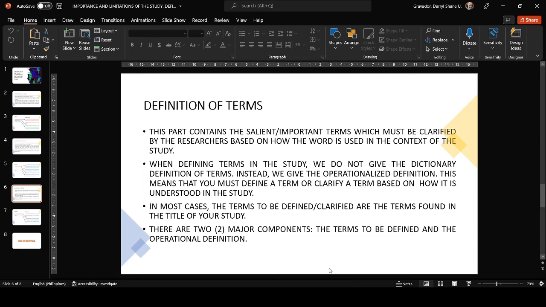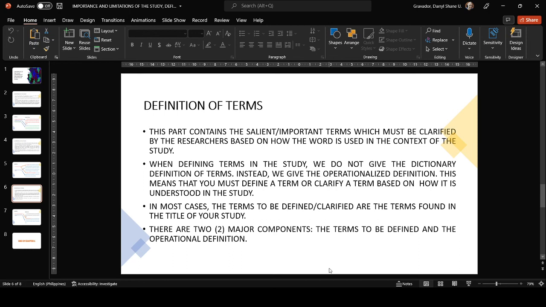Okay, so when you specify a term based on how you are going to use it in your study, that is what we call an operational definition. And to look for the terms, all you need to do would be to look at your title and identify the key terms there. Okay, I just gave you one example that you can probably define. The rest of the words will be up to you. Make sure you identify the key terms which are found in your title.